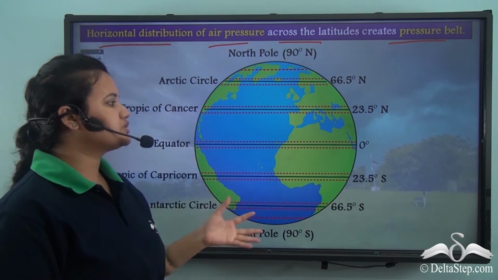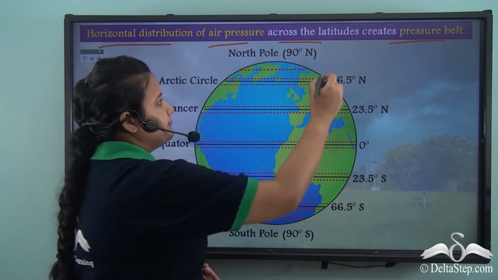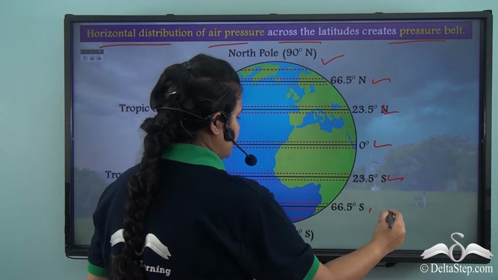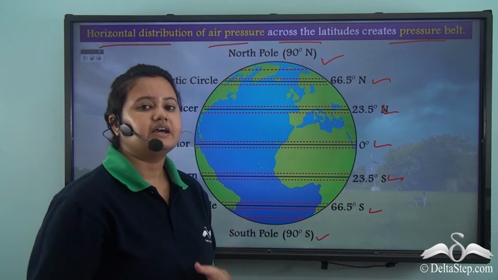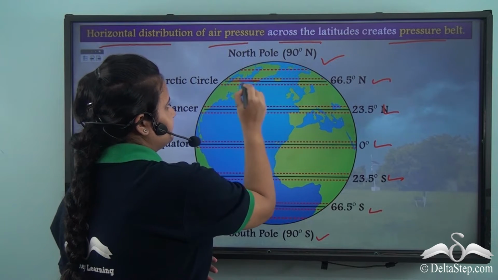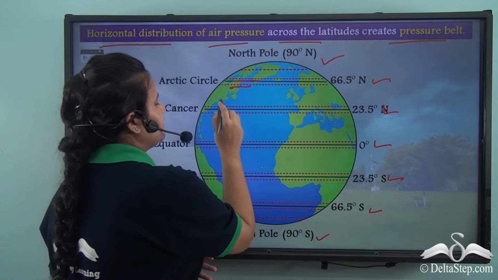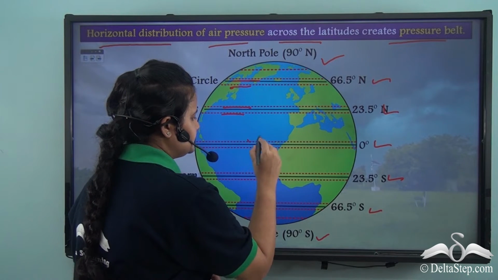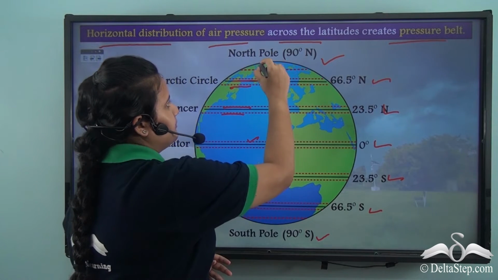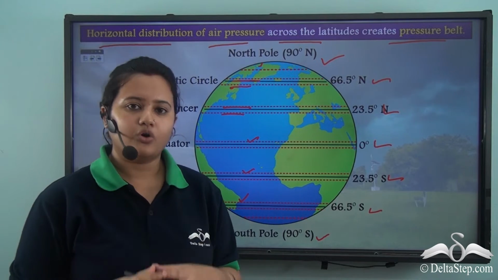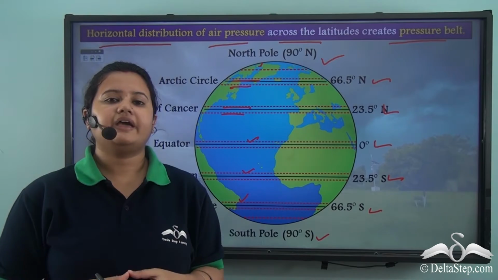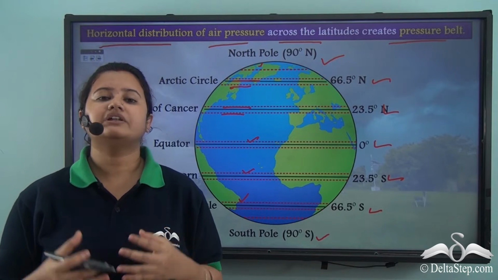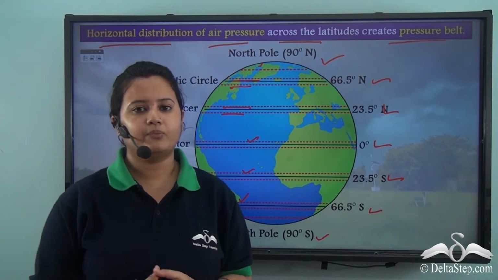Now, in this globe, we can see the important latitudes of the world, and the pressure belts are found surrounding these latitudes. So, these are the major pressure belts of the world. Now, there exist 4 major pressure belts in the world. We will learn about them one by one.